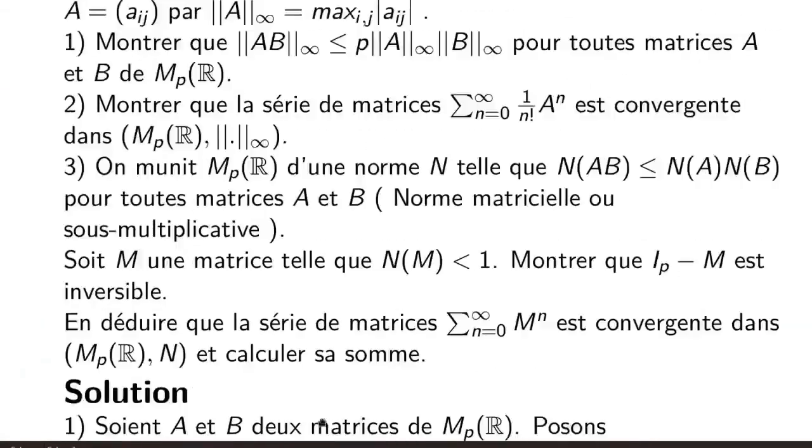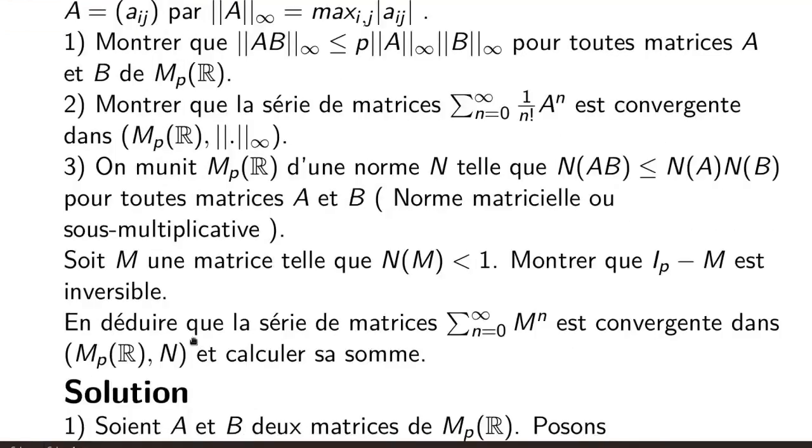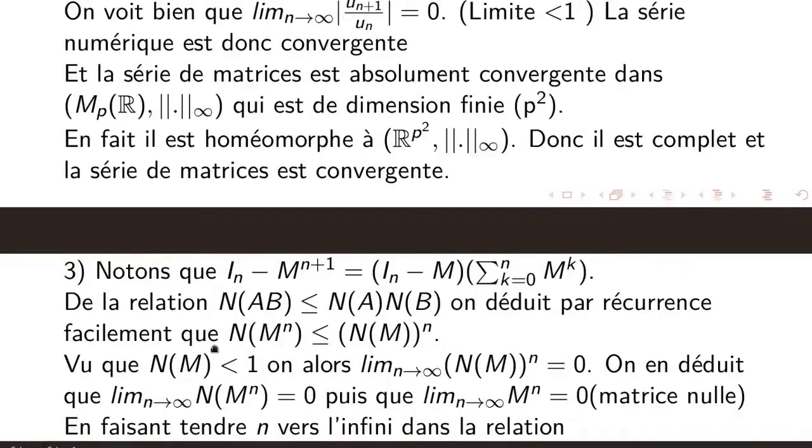Third question. In this third question, we will assume that the norm of the matrix M, the new norm, is strictly less than 1 and show that I minus M is invertible. For this, we will use the identity I minus M to the power of n plus 1. We can write it as I minus M times the sum from k equals 0 to n of M to the power of k. Here is the partial sum of the series.